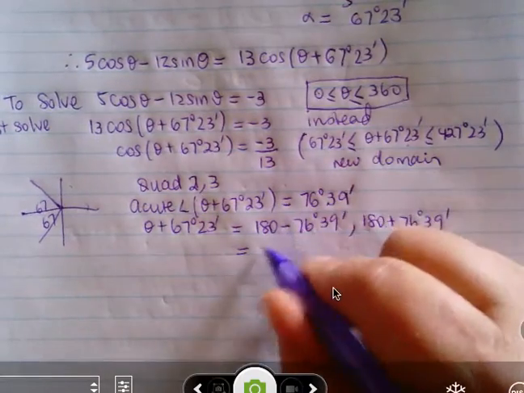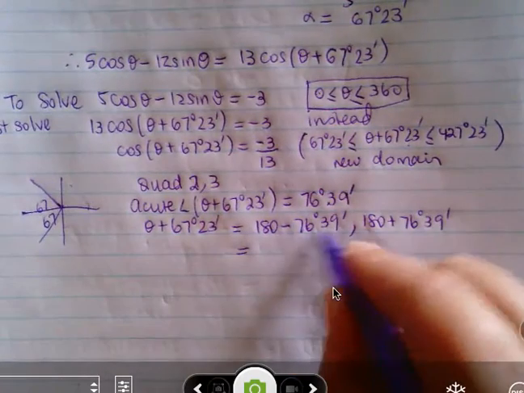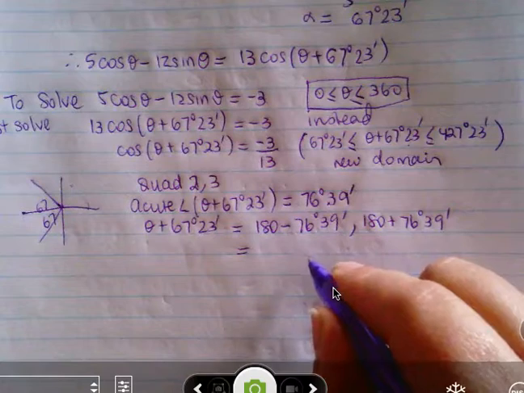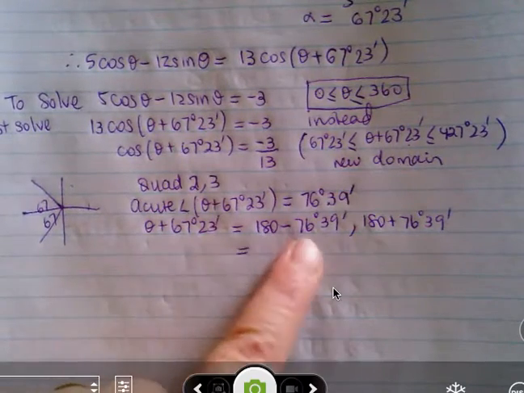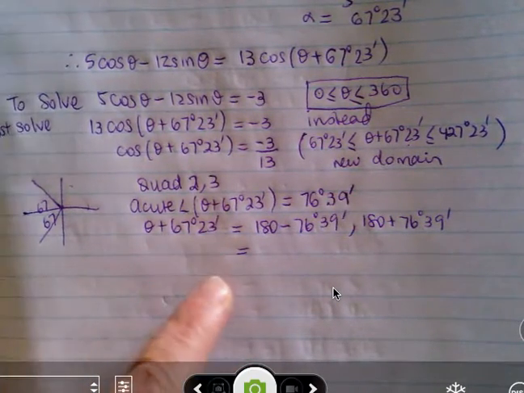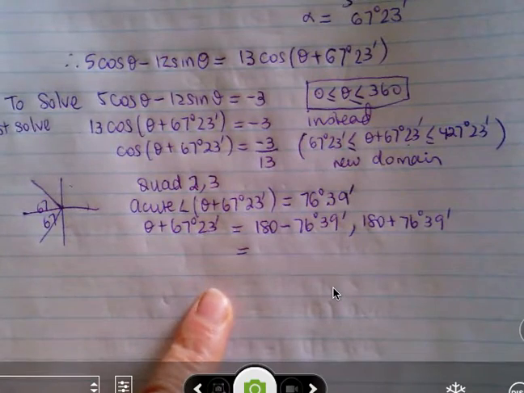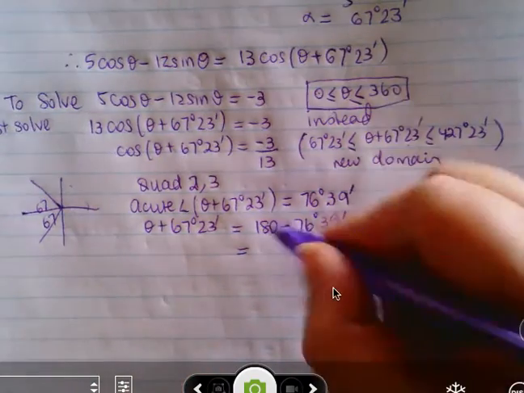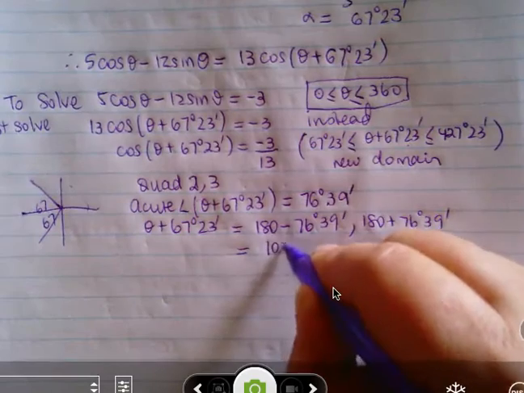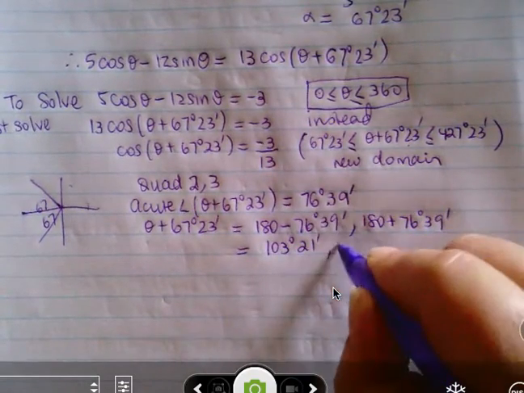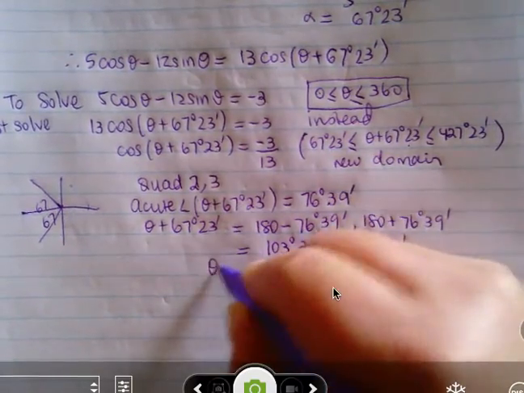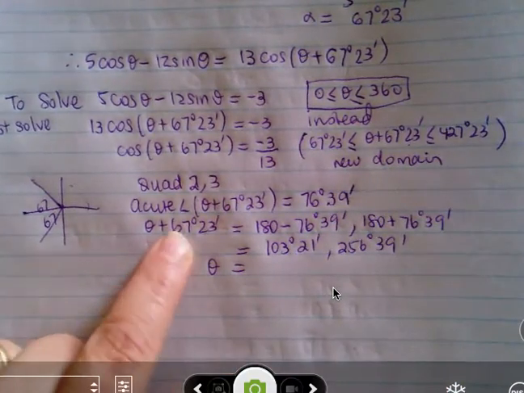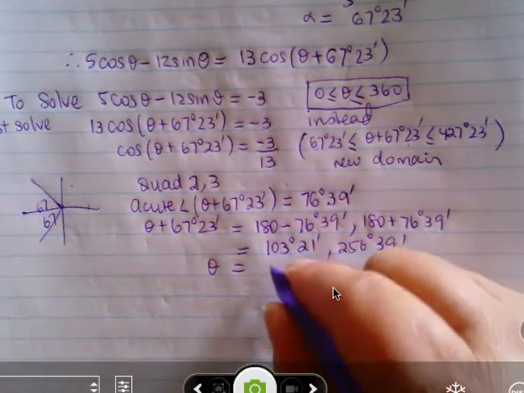You're only still going to have those two answers. Anyone got some answers for these? What's 180 minus that? 103. If you don't want to use your calculator 4 times, wouldn't theta just be that minus that minus that? So you could do that if you just want to. Do you understand what I'm trying to say? So what have you got for this anyway? 103 degrees, 21 minutes. And this one is 256 degrees, 39 minutes. And theta now, we've got to subtract 67 degrees, 23 minutes from each.